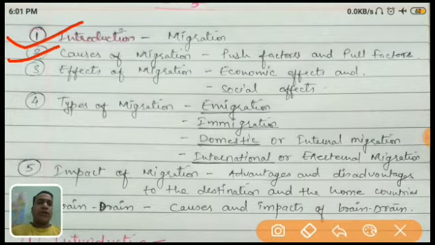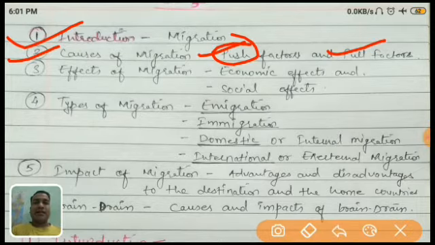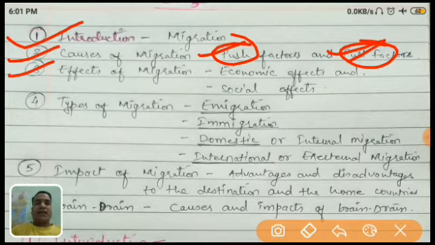Basically there are two causes, push factor and pull factor. Push is what pushes a person, meaning an unfavorable condition, which is why people move from one place to another. The other one is the pull factor, which means attraction, someone is attracted towards certain circumstances or chances. Next one is the effects of migration.